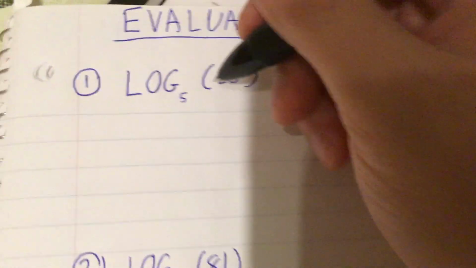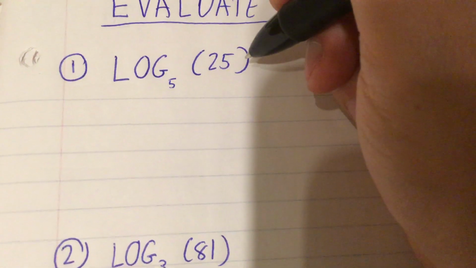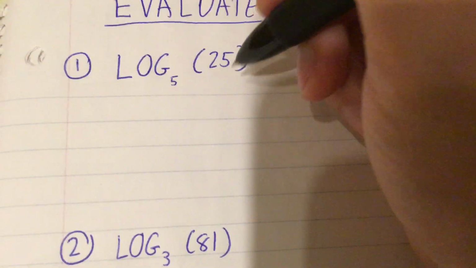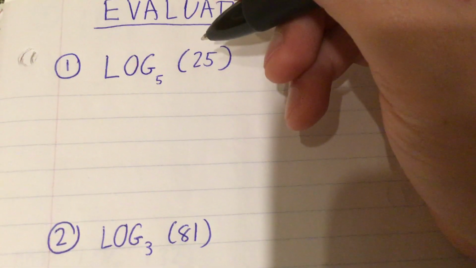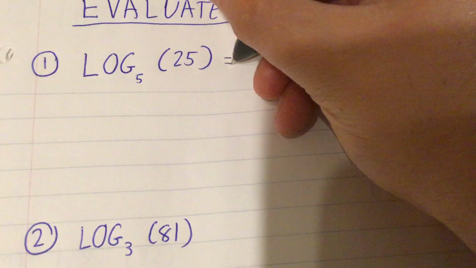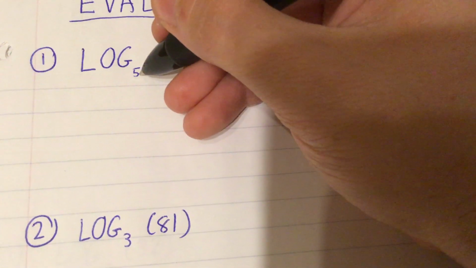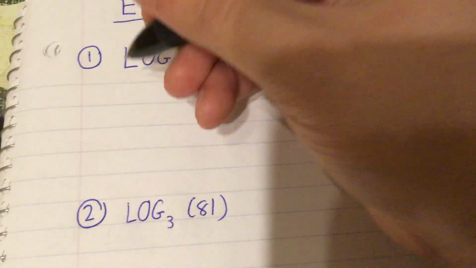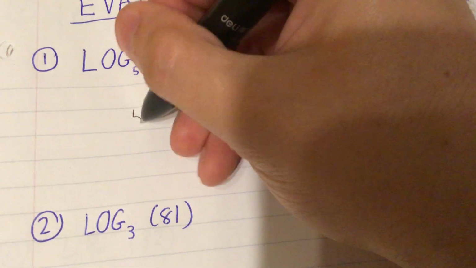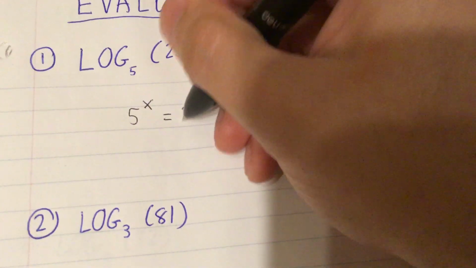Okay, so for instance, let's take a look at number 1, log base 5 of 25. So I'm not gonna label out base, exponent, and argument, but I'm going to point at it rather. So remember that there's an equal sign and we don't know what this is. So we have a base, we don't know the exponent, but we know the argument. So we can rewrite the problem as 5 to the unknown power is equal to 25.